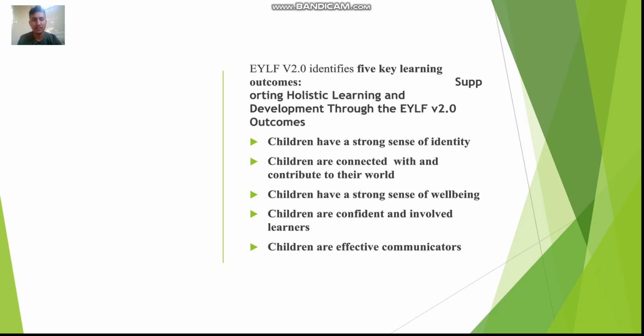The second one is children are connected with and contribute to their world. Children learn to engage with others, respect diversity, and actively participate in their communities. The third one is children have a strong sense of well-being. This encompasses both physical and emotional well-being, and helps children build resilience and develop a positive outlook on life.